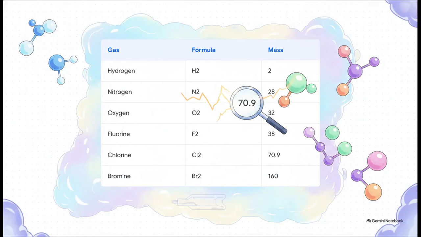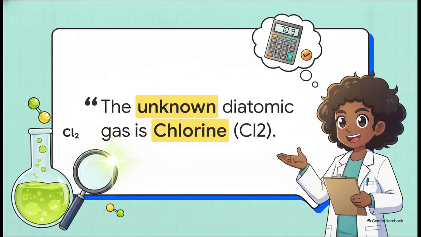Now we move on to step 3, comparing our evidence to the lineup of usual suspects. Let's look at the standard known diatomic gases. Hydrogen sits at just 2 grams per mole. Nitrogen is 28, oxygen is 32, fluorine is 38. But if we look closely at our 70.88 result, well, it's pretty much staring right back at us from the lineup. The unknown diatomic gas is chlorine.